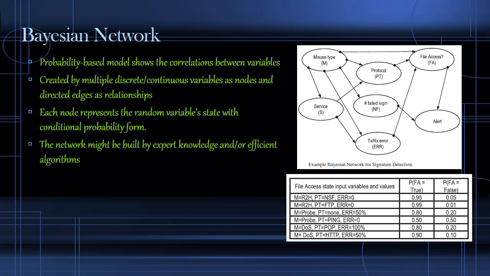Each node maintains the states of the random variable and the conditional probability form. Bayesian networks are built using expert knowledge or using efficient algorithms that perform inference. Here's an example of a Bayesian network for attack signatures detection. As you can see, each state can be an input to other states with a certain set of state values.